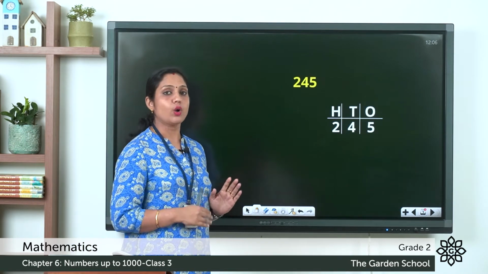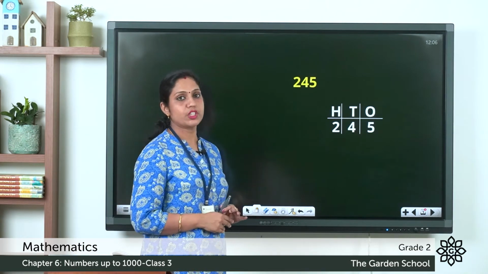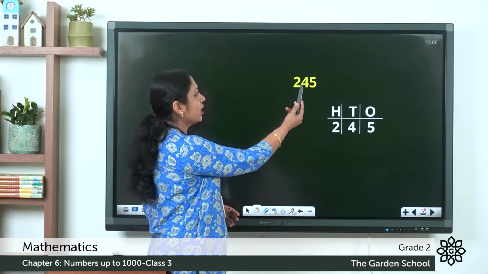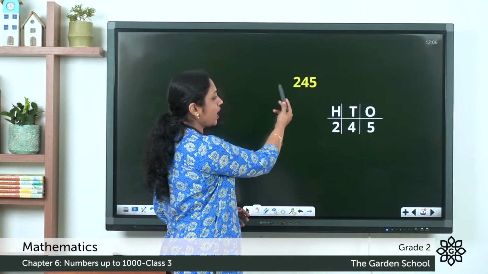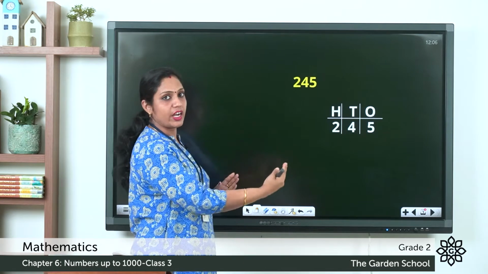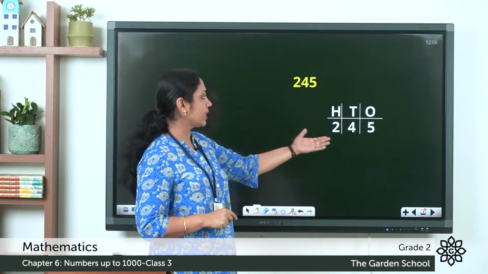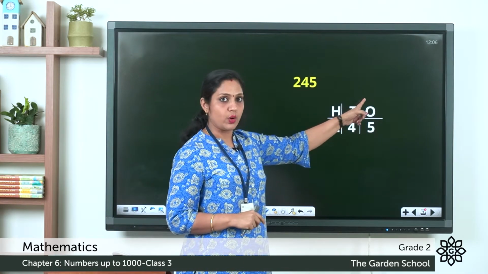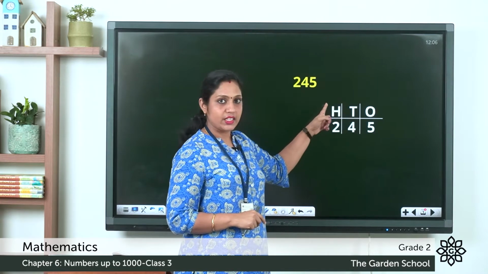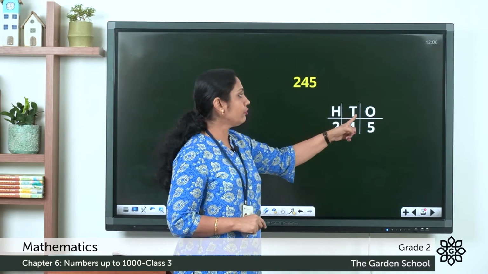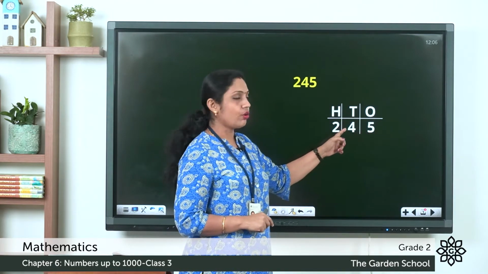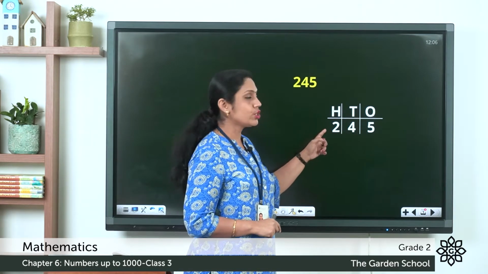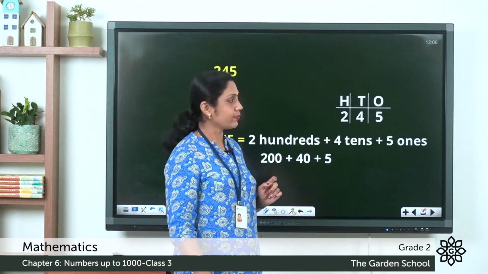We have to start always from the ones position. So we can say that it is ones, tens, hundreds. Ones is the rightmost position. So here we can write that it is ones, tens and hundreds. So 5 is in the ones place, 4 is in the tens place and 2 is in the hundreds place.